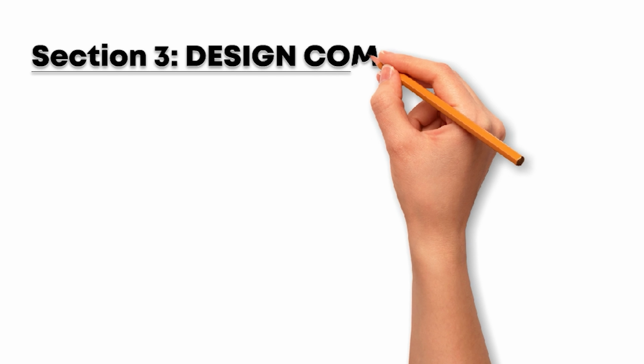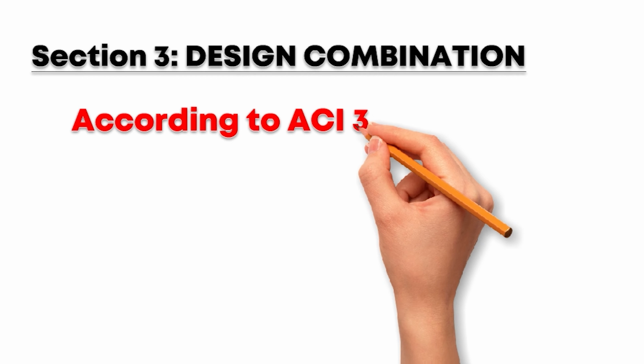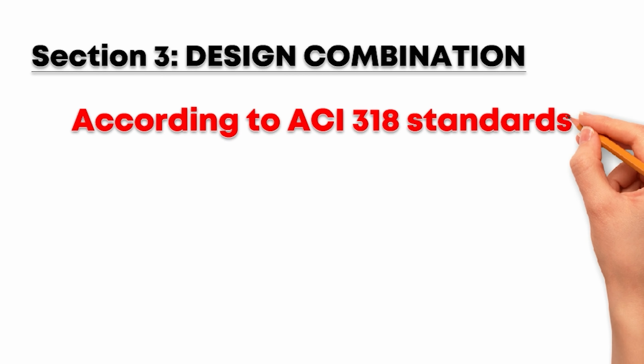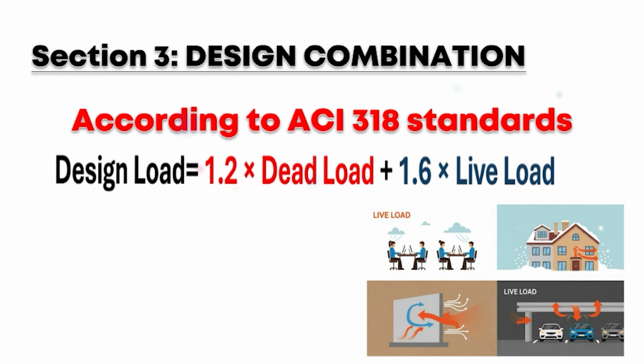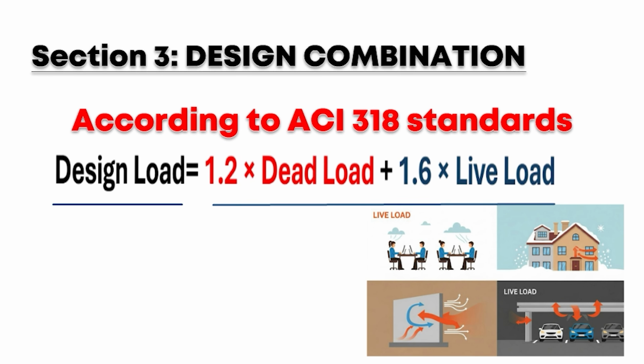Engineers don't design for just dead loads or just live loads, they combine them using the formula from ACI 318. Design load equals 1.2 multiplied by dead load plus 1.6 multiplied by live load.